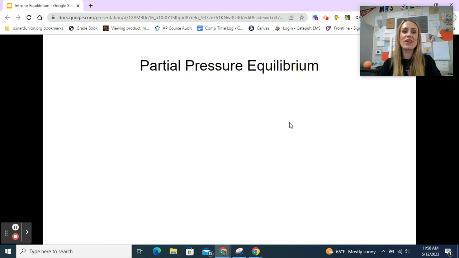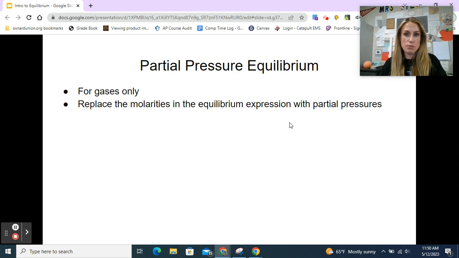So we also can have what's called a partial pressure equilibrium. If we don't have molarity or concentration, but we have partial pressures of gases, those can also go into our equilibrium constant equation. So again, this is for gases only because gases are the only things that have partial pressures. And what we do is we just replace molarities or concentrations in our equilibrium expression with partial pressures.